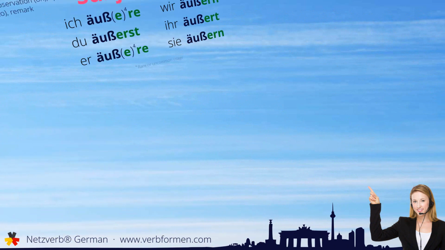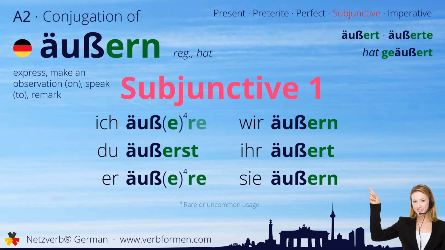Next up is the subjunctive one. Ich äußere. Du äußerst. Äußere. Wir äußern. Ihr äußert. Sie äußern.